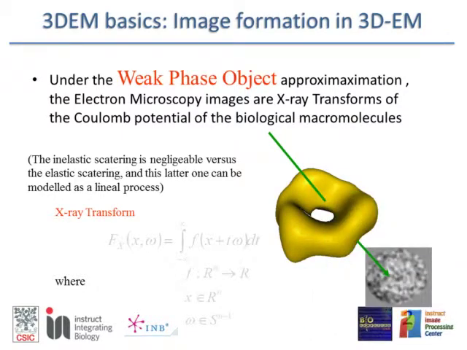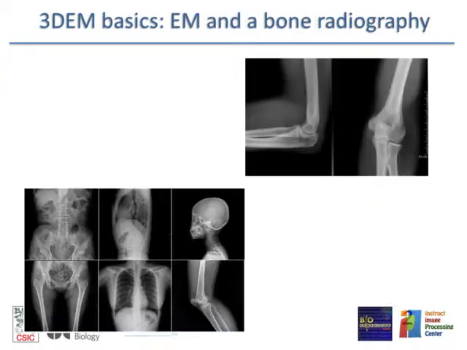Because in the limit where the electrons almost don't see the specimen, the relationship between the image and the 3D volume is very simple. It's exactly the same as what you are used to seeing in your everyday life. You are used to seeing radiographies. You have a broken arm and go to the doctor, and the doctor arranges a radiography for you. And the radiography is just a projection of the 3D structure into a 2D plane. And this is exactly the relationship that exists between the 2D images in the electron microscope and the 3D object.